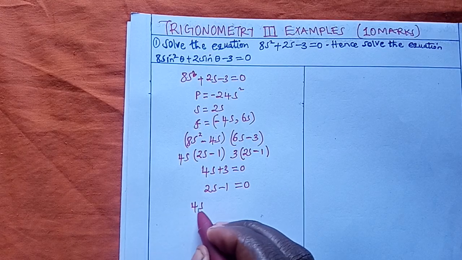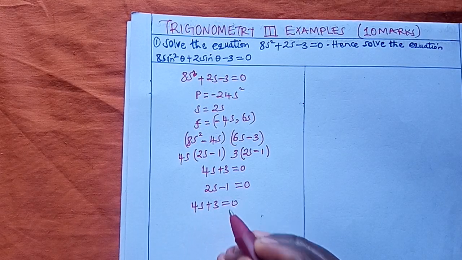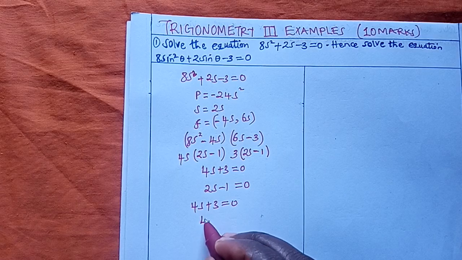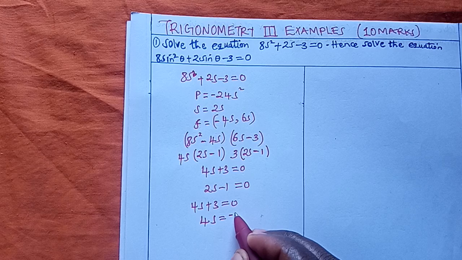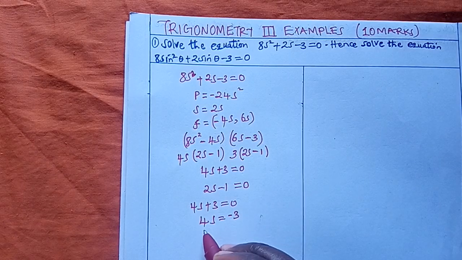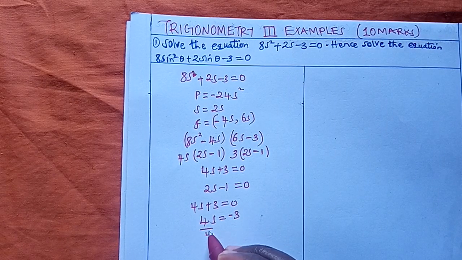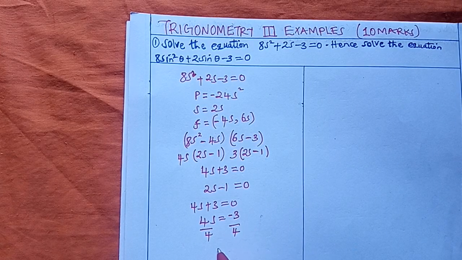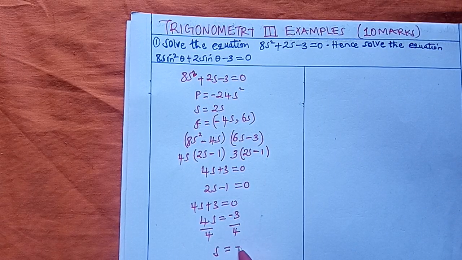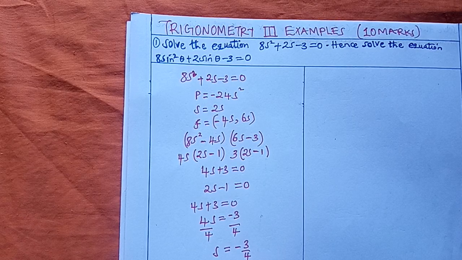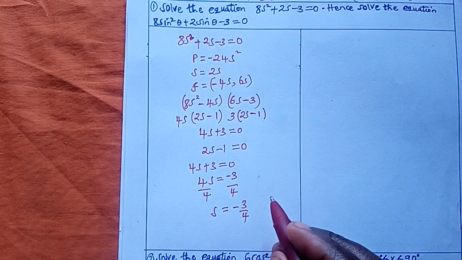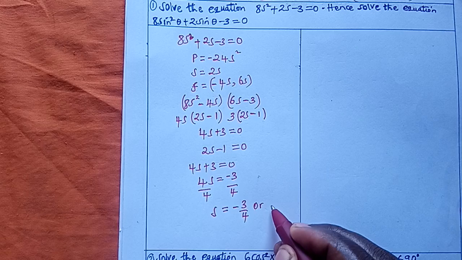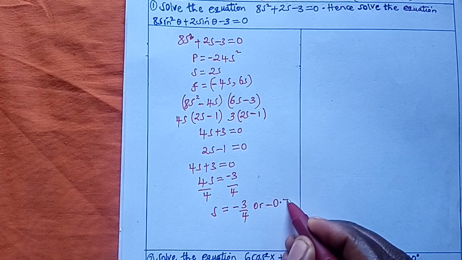Under 4s plus 3 is equals to 0, we put like terms together by saying 4s is equals to, this is a positive, it will change to be a negative 3. Now you divide both sides by 4. Our first s is equals to negative 3 over 4, or somebody can say negative 0.75.